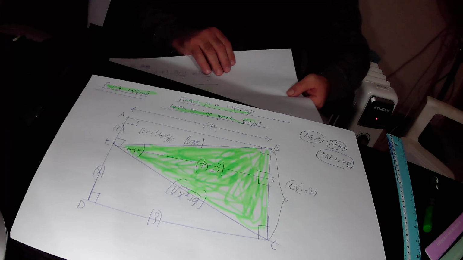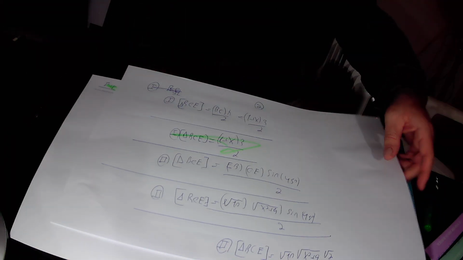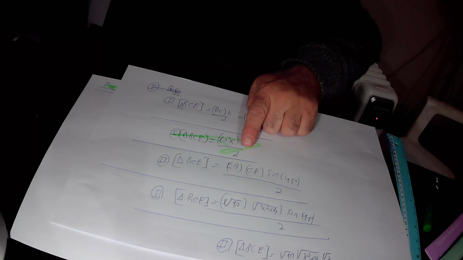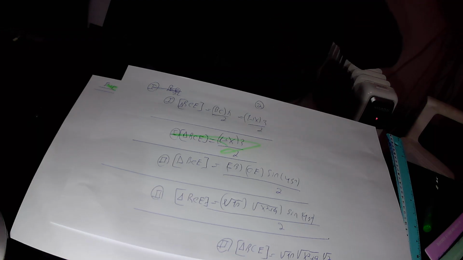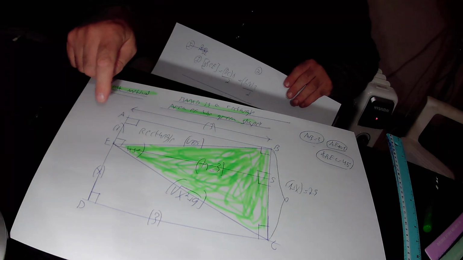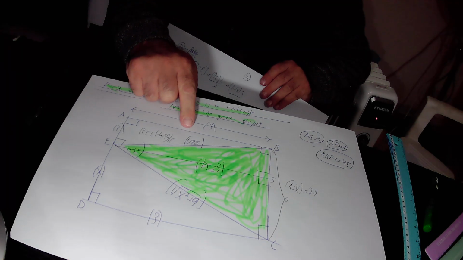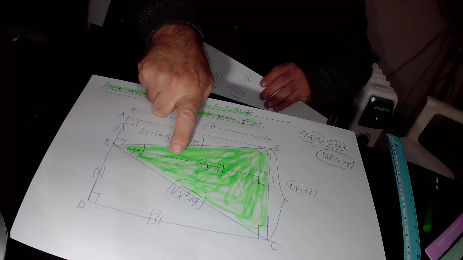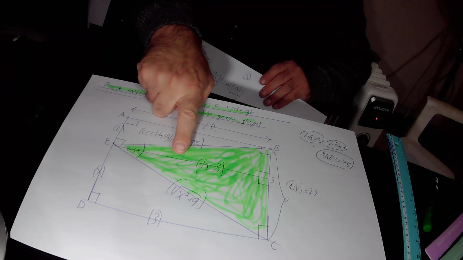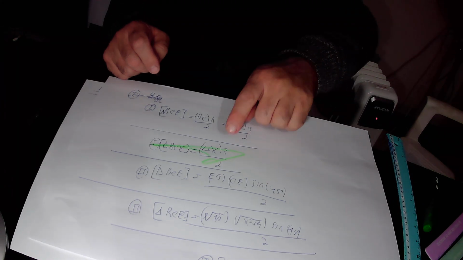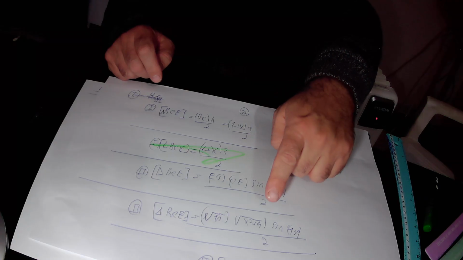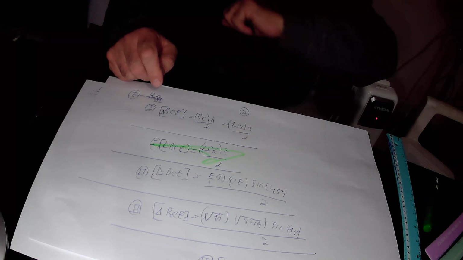According to the second method of calculation, the area of the triangle equals the product of two sides times the sine of the angle between them, that is 45 degrees, over 2. So it is EC times EB times sine 45 degrees over 2. EB equals the square root of 10, and EC equals the square root of x squared plus 9.